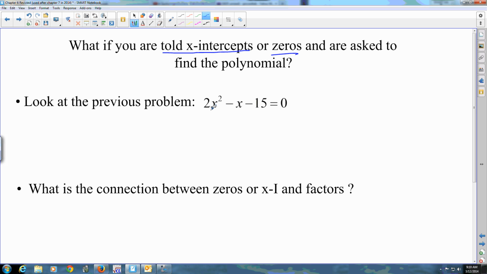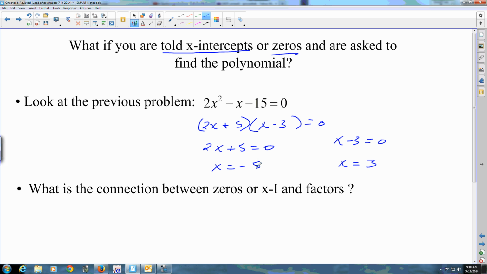So let me look back at this one for a second, the first one we did. If you factored it, plus 5, I believe it was, and x minus 3. Then you set each of those equal to 0, and you get x is equal to 3, and x is equal to negative 5 halves. Notice that if I just back up and do it a little more thoroughly, I know you guys can jump ahead that fast, but I'm just doing it to be thorough.